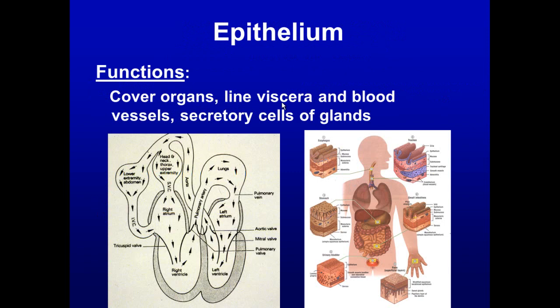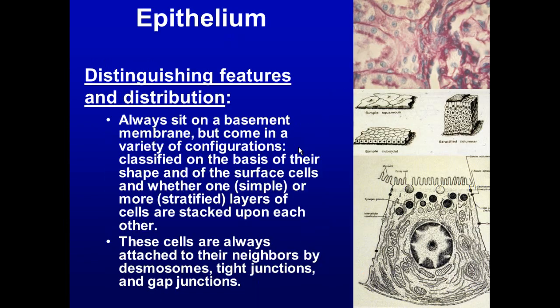If we start with epithelium, it covers organs. It lines viscera, that is, it's able to make junctions with your adjacent cells, and that makes a lining. It lines these blood vessels that we see in the heart and the rest of the body. It is also the secretory cells of glands. So it's what produces milk, saliva, pancreatic juices; different body fluids are produced by epithelium.